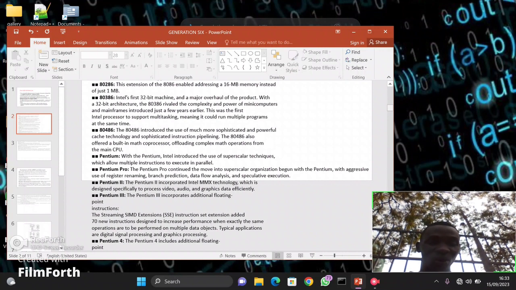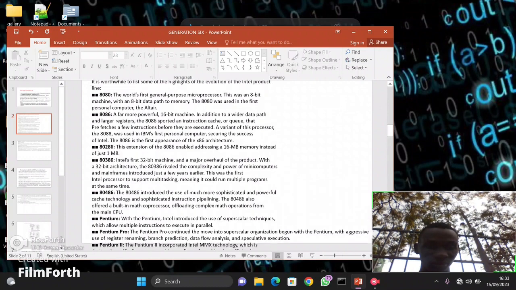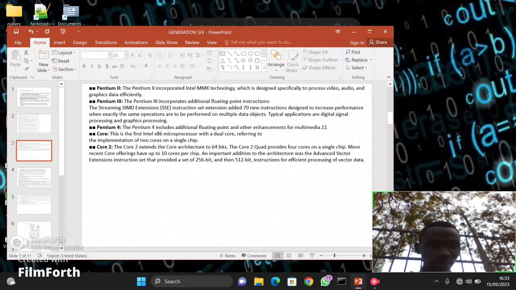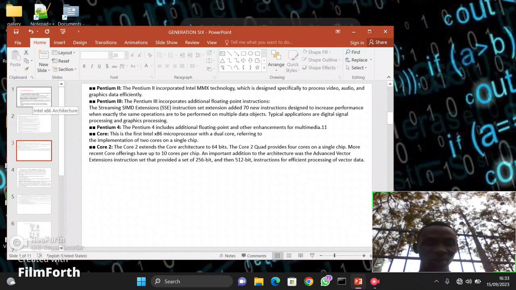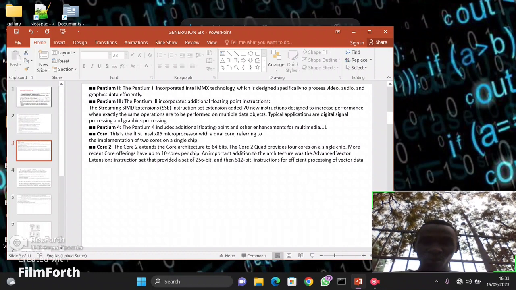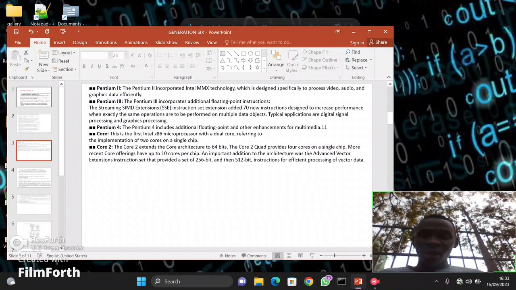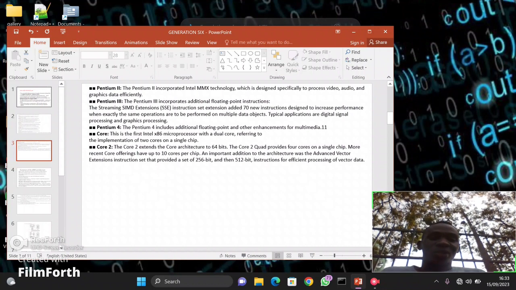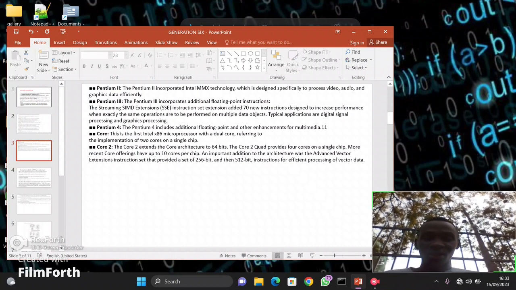Going to the Pentium 4, this one includes still additional floating points. Then the Core and the Core 2. The Core was the first Intel x86 microprocessor with a dual core, referring to the implementation of two cores on a single chip. Then the Core 2 extended the Core architecture to 64 bits. The Core 2 Quad provides 4 cores on a single chip. More recent Core offerings have up to 10 core chips.